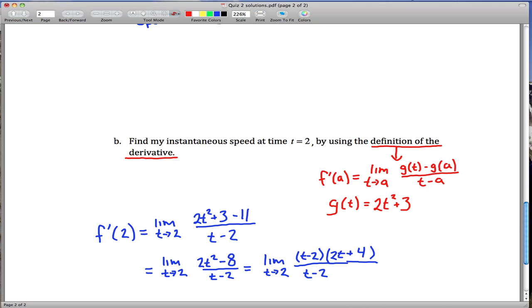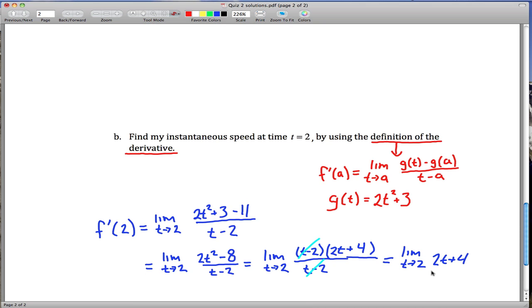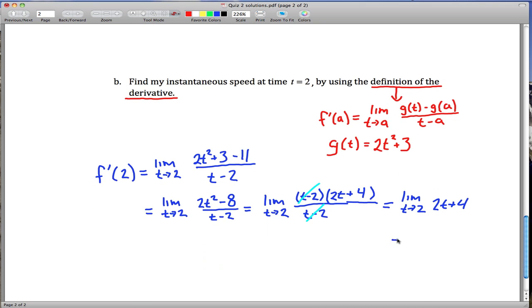And the advantage to this one is now we have these t minus 2's canceling out, which is good because now we can evaluate the limit by just plugging in 2's for t's. The limit as t approaches 2 of 2t plus 4 is just 2 times 2 plus 4, which is 8.